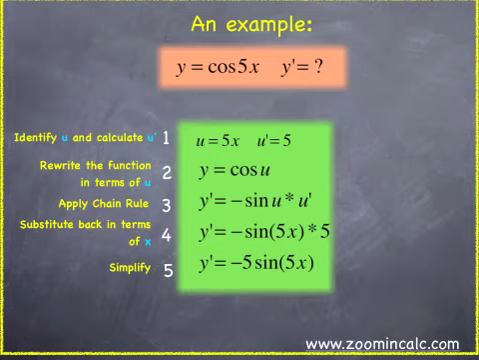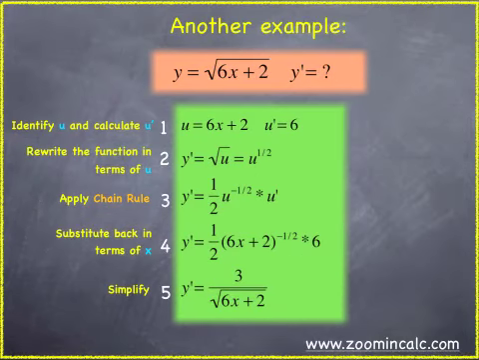Step 4, substitute back. We already know what u and u prime are. We know that in step 1. So we just replace them and substitute back. So now we're in terms of x. And then step 5, simplify. And we're done.